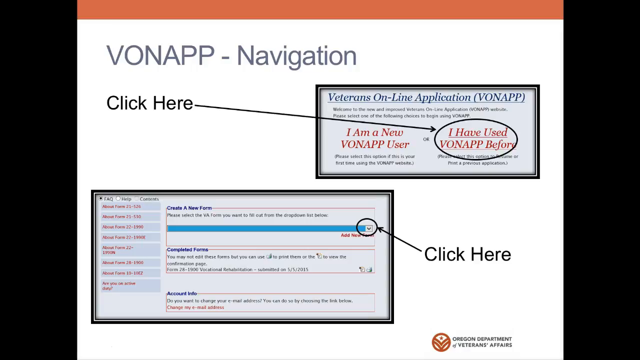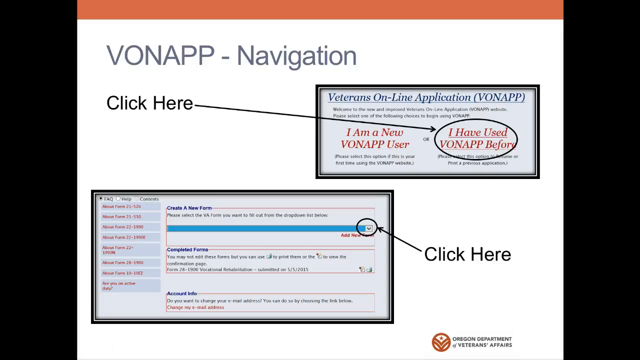Now, here's a little bit about navigating. If you're a new user, you gotta actually put in a new username and password to get access to the Veterans Online application process. But if you've used it before, then you should have a username and password, and you can click on I have a username and password, and you can navigate through until you get into the program. And as you'll see here, if you want to create a new form, there's a place where you click down and you find the form.